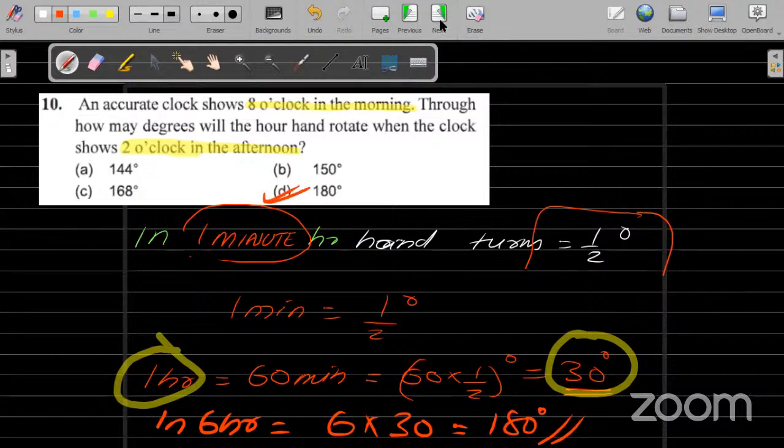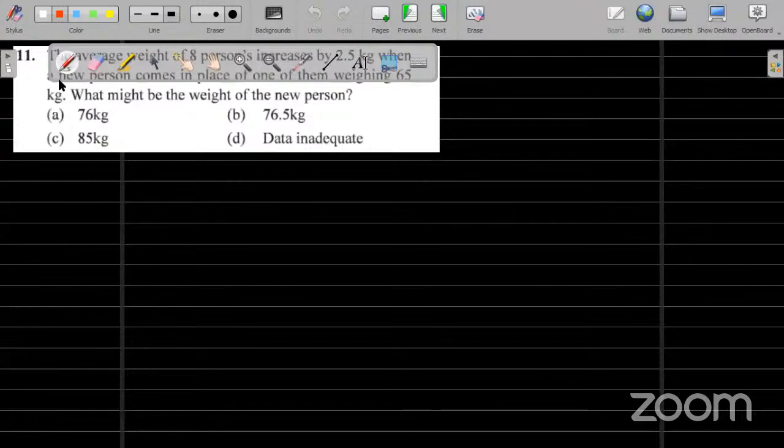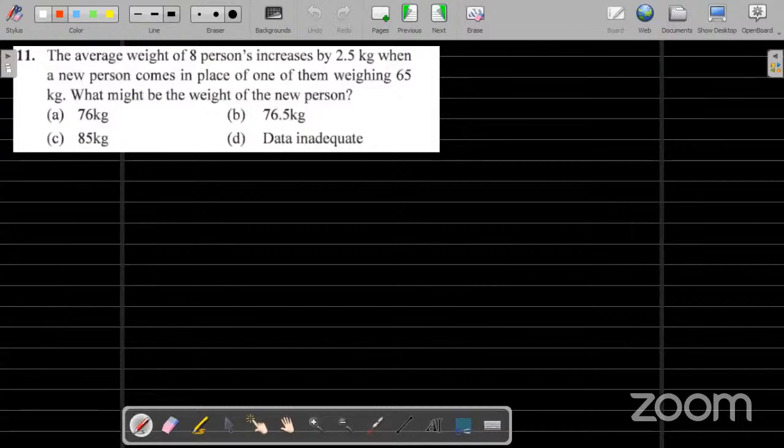Now we are moving to the next question, which is... next question is, wait a second, 1 minute.